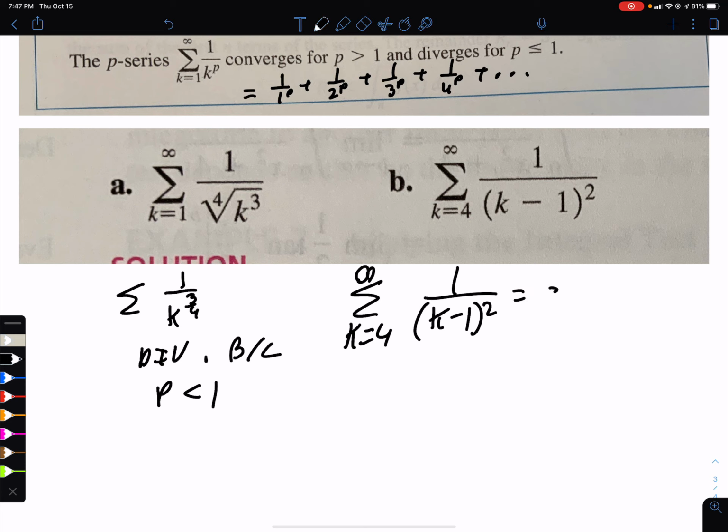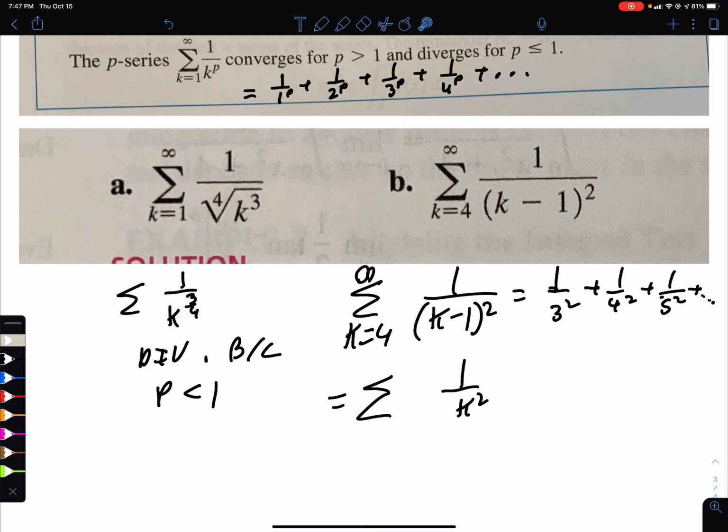If I plug in 4, I get 1 over 3 squared. I plug in 5, I get 1 over 4 squared. 1 over 5 squared, dot dot dot. So I can actually rewrite this like that, but I just have to start with the right number. I want to get 1 over 3 squared, 1 over 4 squared, 1 over 5 squared. So think about this. What can k start at here to make that happen? Well, I want to start with a 3, so k starts at 3 to infinity. These are equivalent statements.